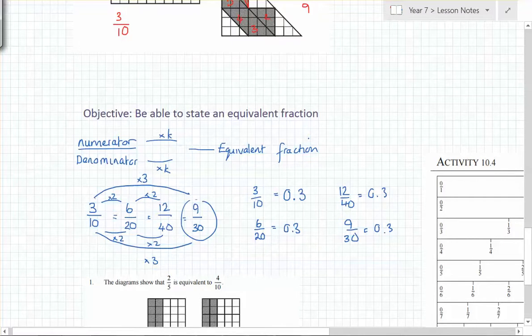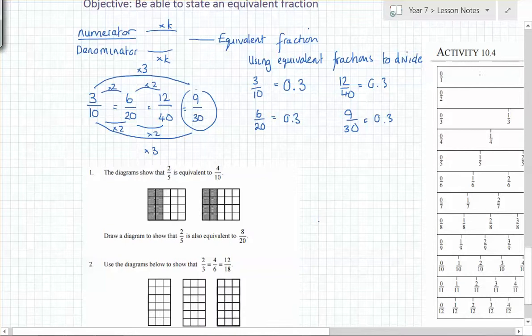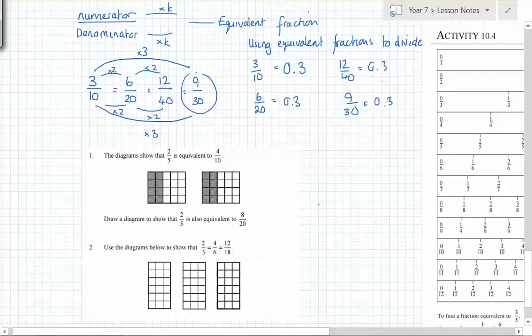So that is how we can use fractions to help us do a division. Because it's easy to divide by 10, so you can get an equivalent fraction. So that's a very useful thing. We're using equivalent fractions to divide. So there is a reason for doing it. Do you want to make your notes? Okay guys, so we've got our equivalent fractions. We've seen how we can use it for division.